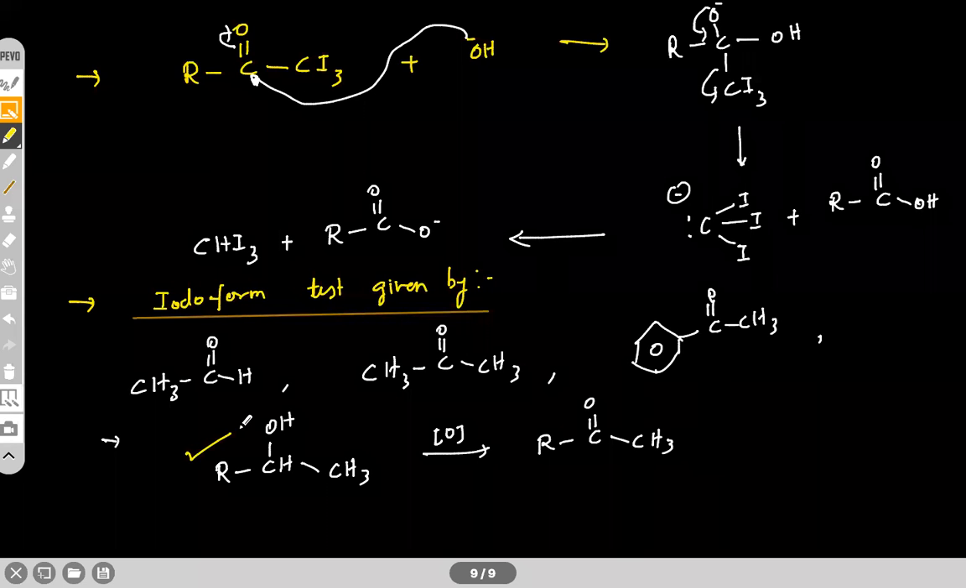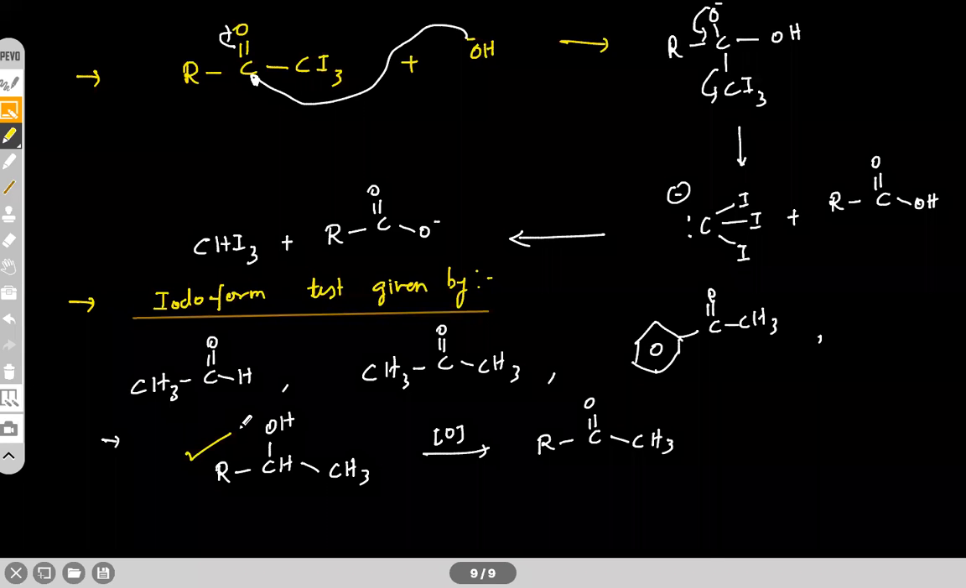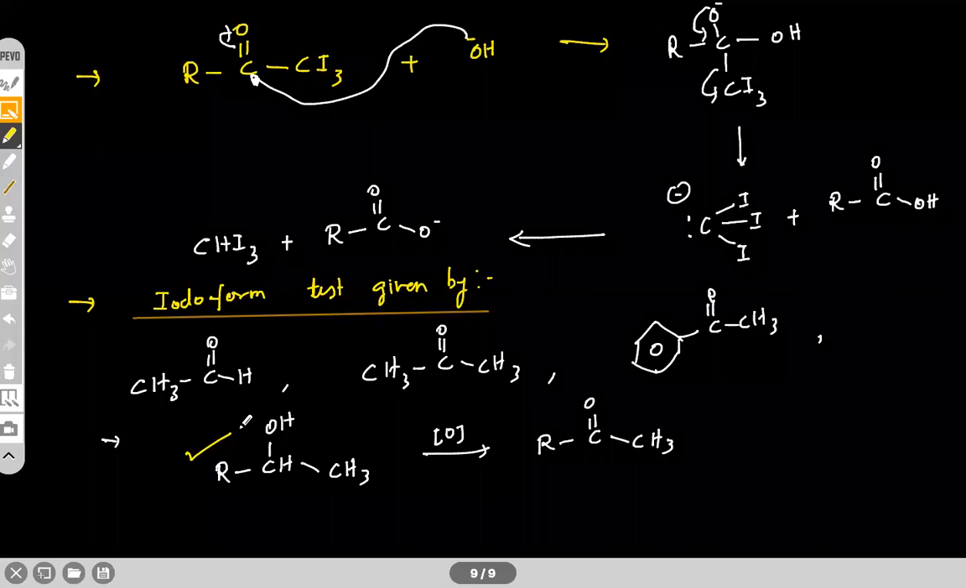It's like the Tollens reagent test. Fructose has a keto group, but since one part of it converts into aldehyde, fructose also gives the Tollens reagent test. Similar thing we have here. 2-degree alcohol, one side we have methyl. If on oxidation it gives methyl keto, then it gives a positive iodoform test, correct?